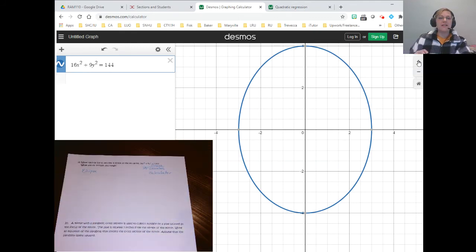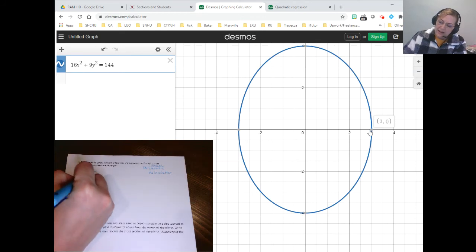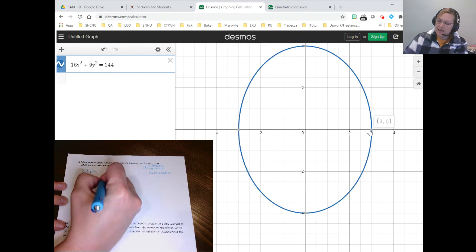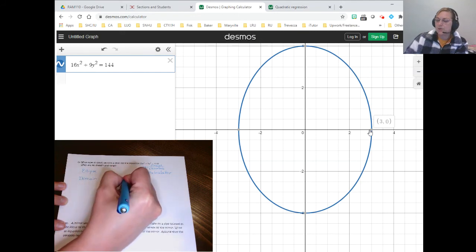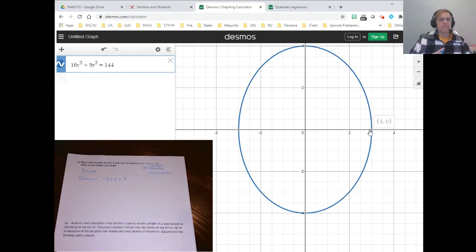All right. Now, domain. Remember, that's x's. So I want you to hover here. Notice that x is -3. And then hover here. Notice this x is 3. So I know my domain stays between -3 and 3. Check how I'm writing that out. I've got -3 is less than or equal to x, which is less than or equal to 3.